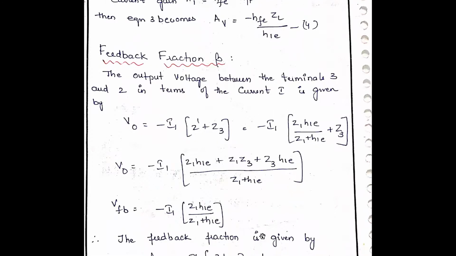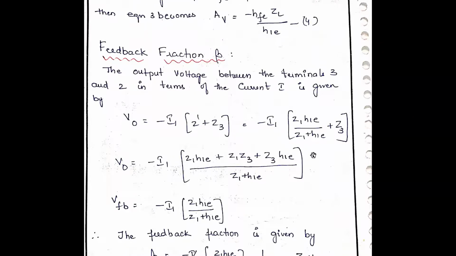Then we are further simplifying. We are taking a common denominator, Z1 plus HIE. Then Z1 HIE as it is. Now this Z1 plus HIE we have to multiply in the numerator to get the common denominator. Simple school level mathematics. So with Z1 HIE, here Z1 into Z3 we will get, and HIE into Z3.